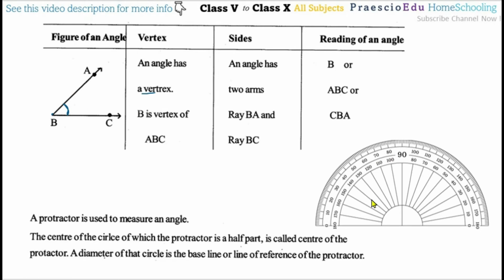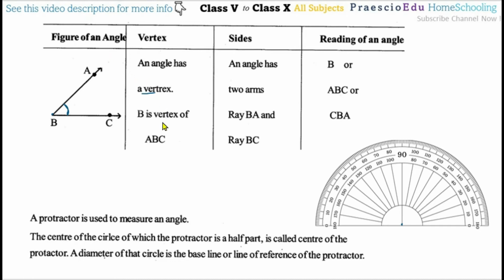To measure this we use the protractor. This point is called the center of the protractor. Many times the half protractor is used, 0 to 180 degrees or 180 to 0 degrees, these are the angular measurements. Somewhere a full circle protractor is also available in markets, that is 360 degrees.